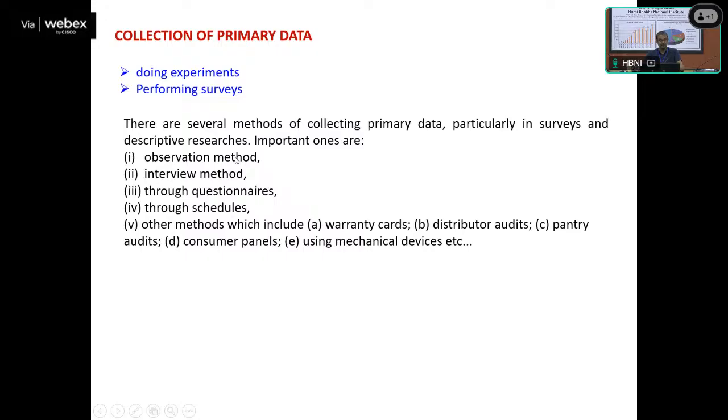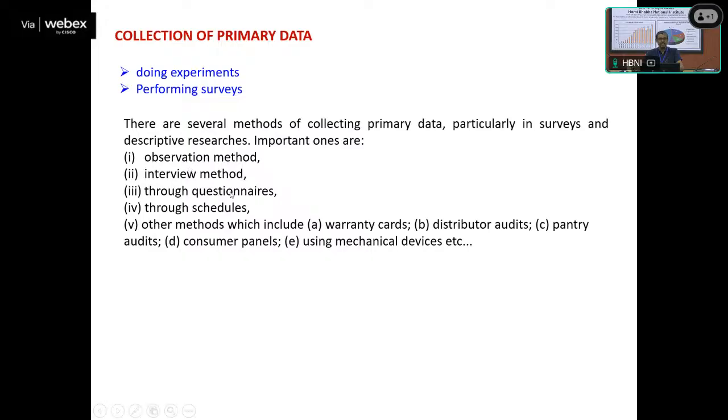Number 1 is observation method. Okay, so you observe something and then collect or jot down your observation. So this is the observation method of data collection. Interview method. So one we explained was doing experiments, and the other was surveys. In surveys, there are several methods. One is the observation method and one is the interview method. So you want to do a survey, say a consumer research, on how the consumer feels going in a very busy marketplace. So you have to interview the consumers, right? Isn't it? So it's called the interview method, which we'll study in more detail later on.